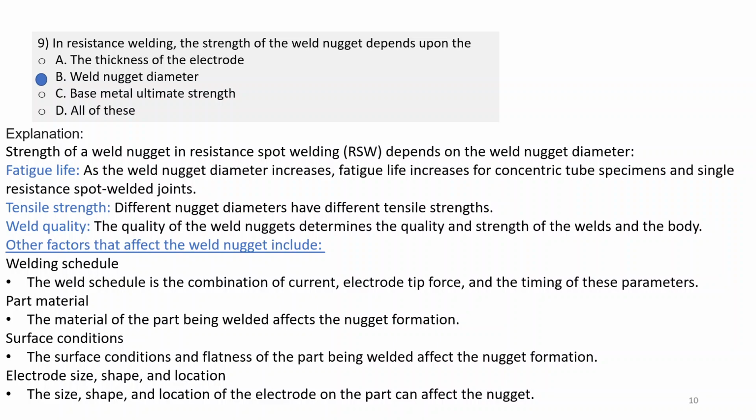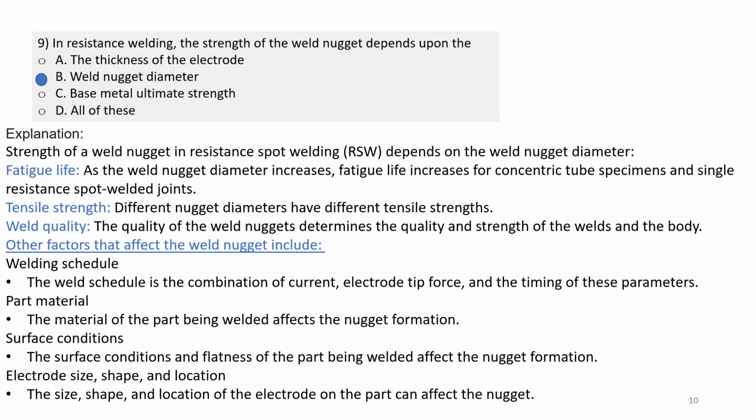In fatigue life, as the weld nugget diameter increases, fatigue life increases for concentric tube specimens and single resistance spot welded joints. The tensile strength is different for nugget diameters which have different tensile strengths. Weld quality. The quality of the weld nuggets determines the quality and strength of the welds and body.